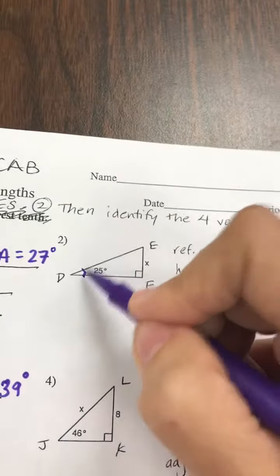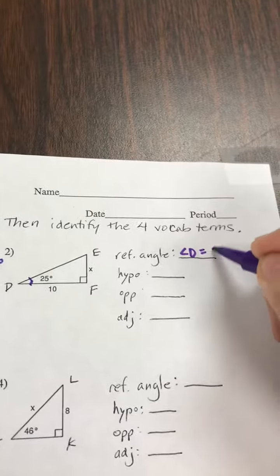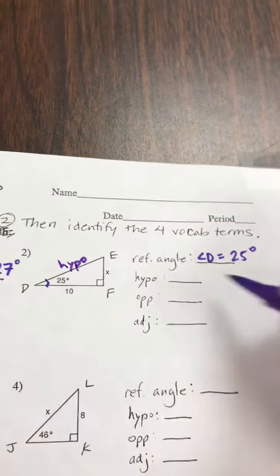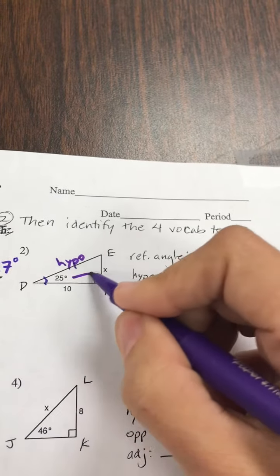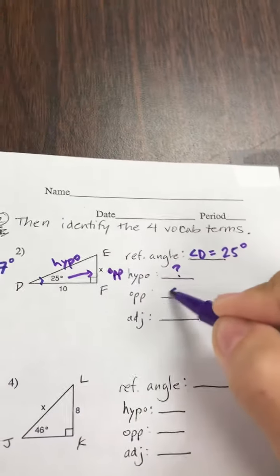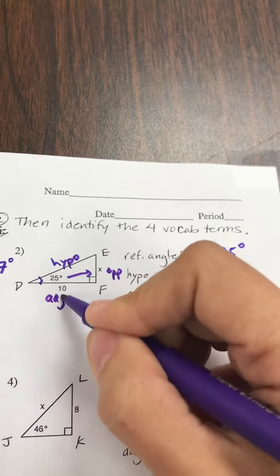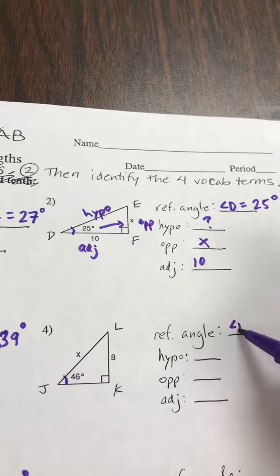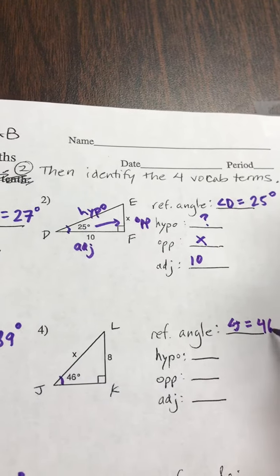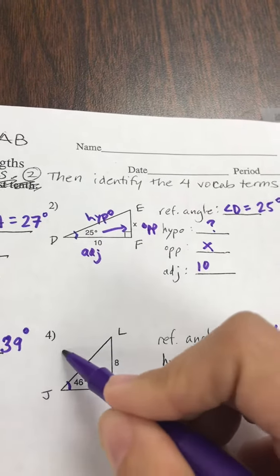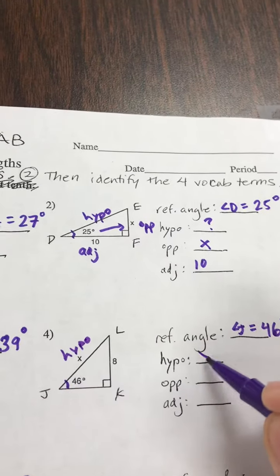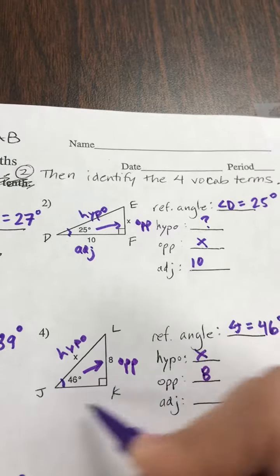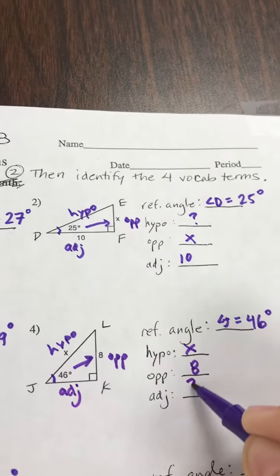Okay, so we have angle D as our reference, and it's 25 degrees. The hypotenuse, nothing. Opposite is labeled X, and the adjacent side is labeled 10. Reference angle, 46. Hypotenuse has an X. The opposite side has an 8. And now the adjacent side doesn't have anything.